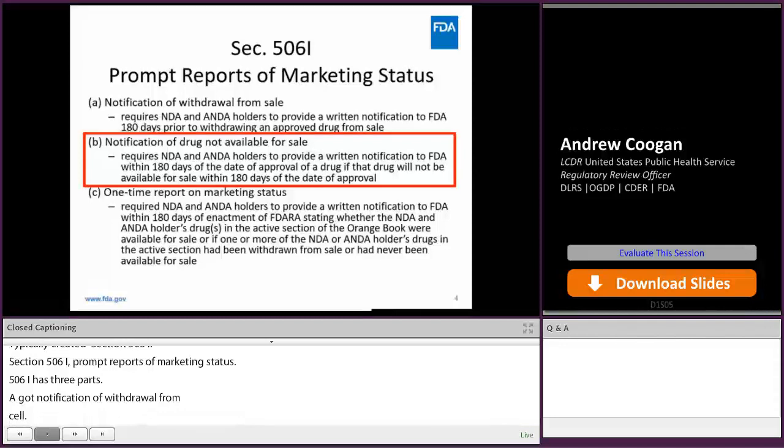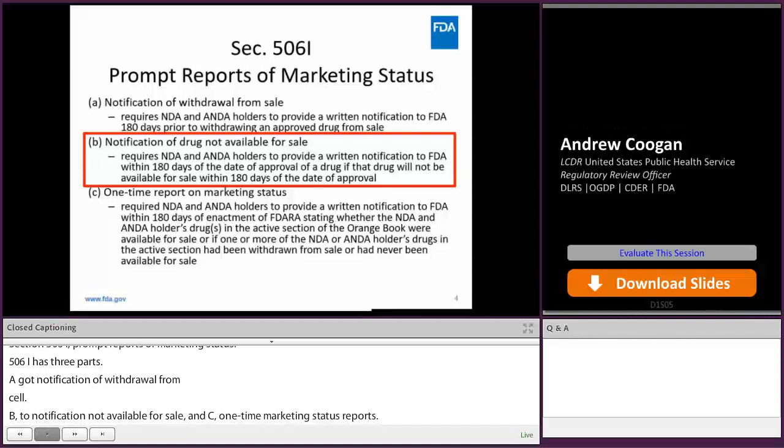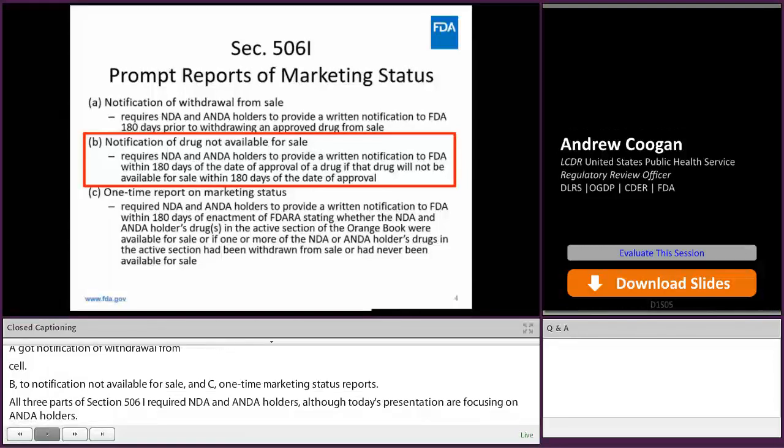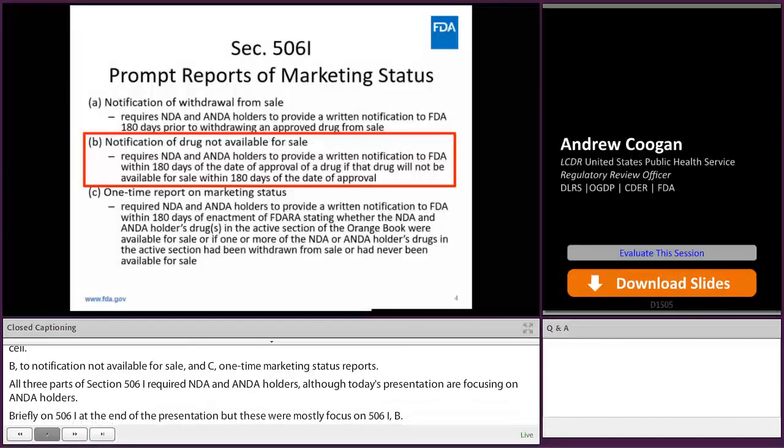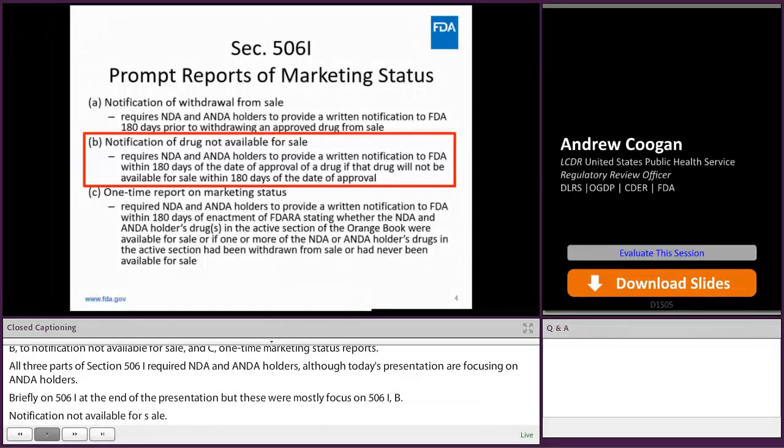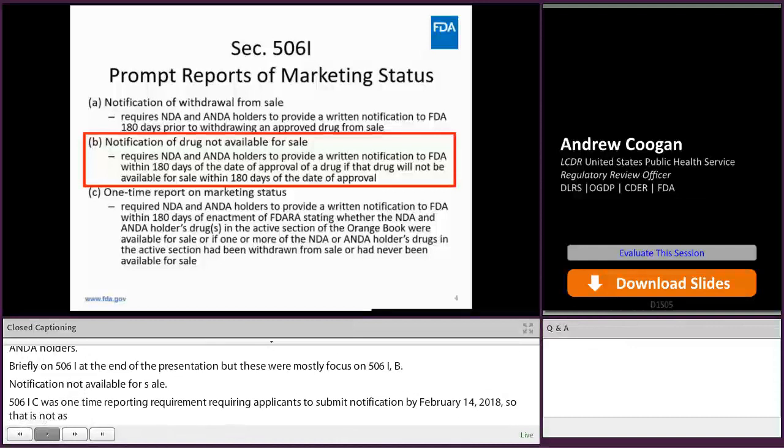However, for today's presentation, I'll be focusing primarily on ANDA holders. I'll touch briefly on Section 506IA near the end of the presentation, but today's presentation will mostly focus on 506IB, notification of drug not available for sale. 506IC was a one-time reporting requirement that required applicants to submit notification by February 14, 2018, so that's not as applicable as A and B are, since it's been over 2 years since those notices were due. So today's presentation will focus mostly on B, and I'll also touch base quickly near the end of the presentation on 506IA.